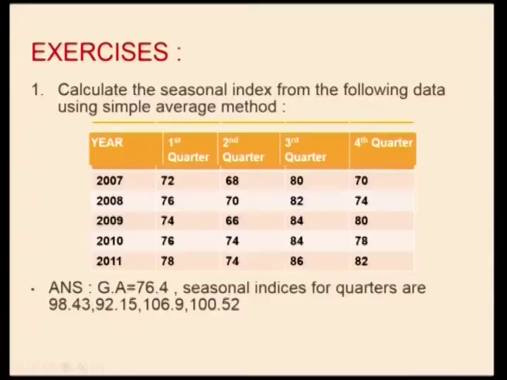Now take a simple exercise problem. Calculate the seasonal index from the following data using the simple average method. Take the years 2007 to 2011. For each quarter the values are given, and the general average will be 76.4. The seasonal indices for the quarters are 98.43, 92.15, then 106.9, 100.52.